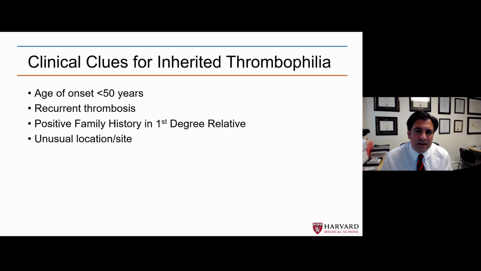Unusual locations and sites can sometimes be a clinical clue. For instance, cerebral vein thrombosis is more common in patients with the prothrombin gene mutation.